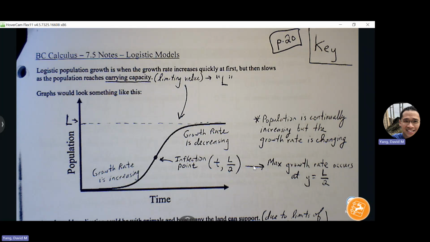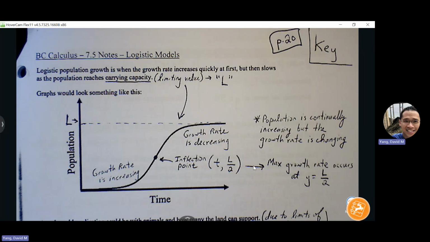So the graph for your logistic equation or your logistic differential equation will look like this, where your growth rate is increasing at a fast rate, but then eventually it's going to slow down. It's still going to be growing, but it's going to be kind of hovering near that limiting value or that carrying capacity once it reaches a certain point. So population will continually increase, but the growth rate is changing. The growth rate is slowing down.